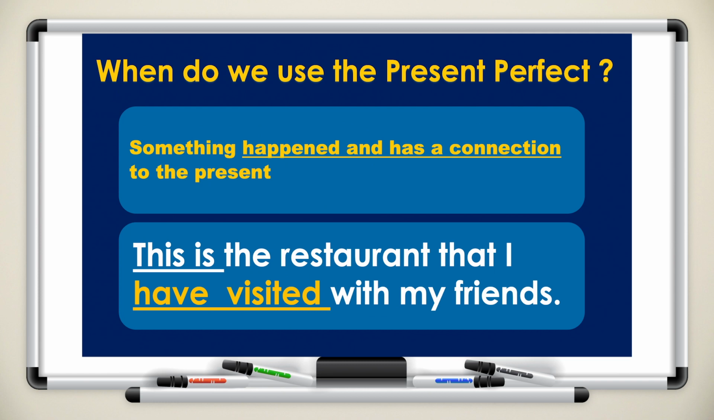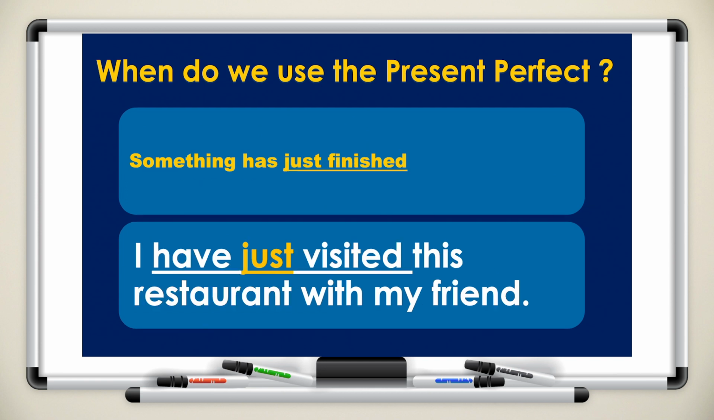If something happened in the past and has a connection to the present, we use the present perfect for it. For example, this is the restaurant that I have visited with my friends. So something happened in the past, which is have visited. I have visited this restaurant with my friends, and it has a connection with the present because I'm pointing at the restaurant now. That's why I'm using the present perfect.